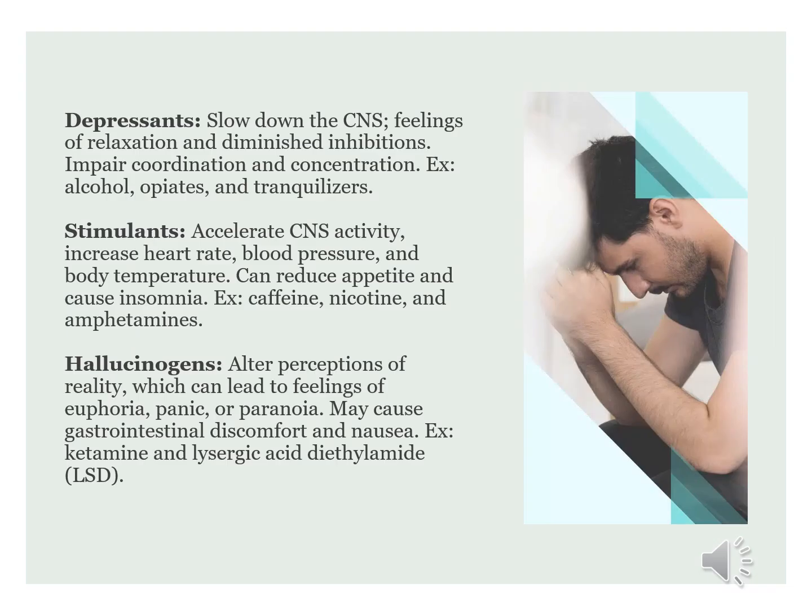Drugs impact the central nervous system, influencing emotions and behavior. There are three primary types: depressants, stimulants, and hallucinogens. Depressants are substances that slow down the central nervous system, leading to feelings of relaxation and diminished inhibitions. They impair coordination and concentration, making responses to situations slower. Common examples include alcohol, opiates, and tranquilizers.